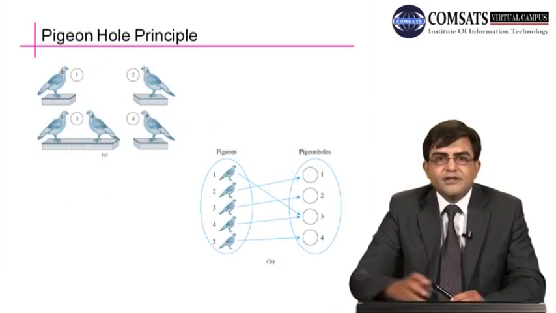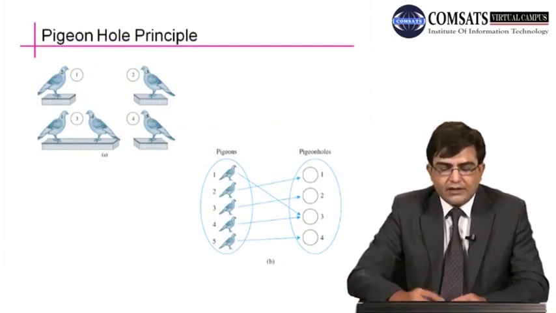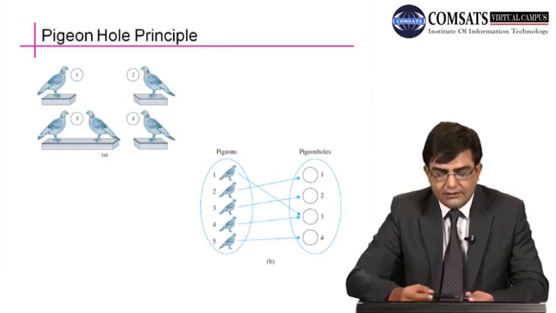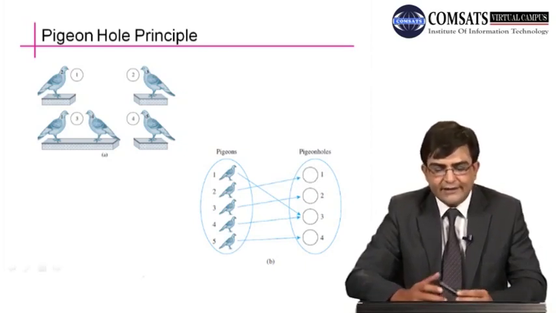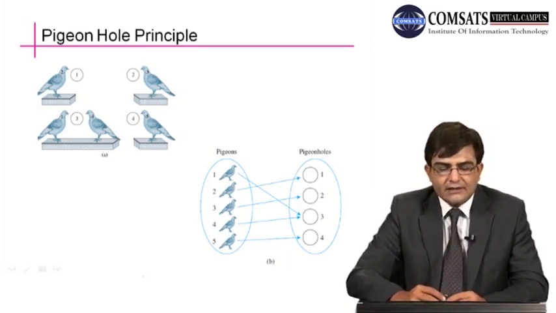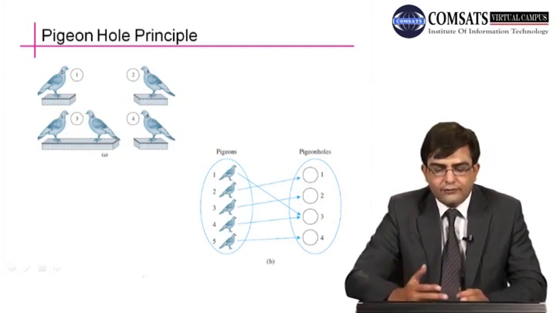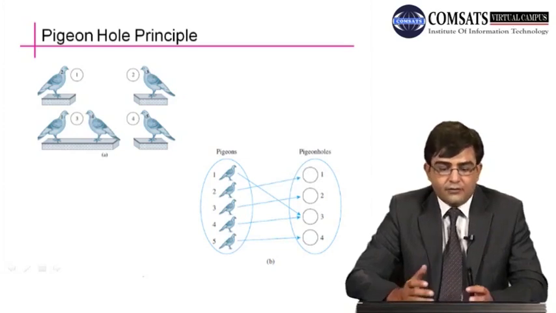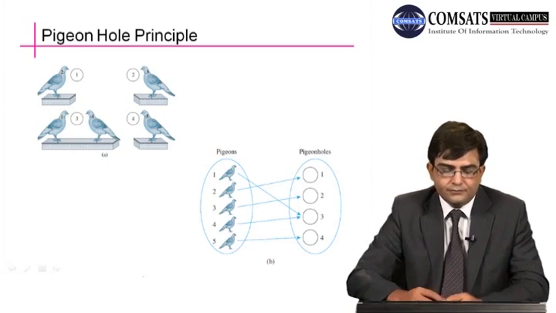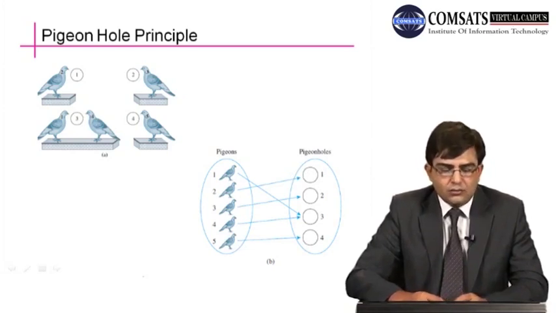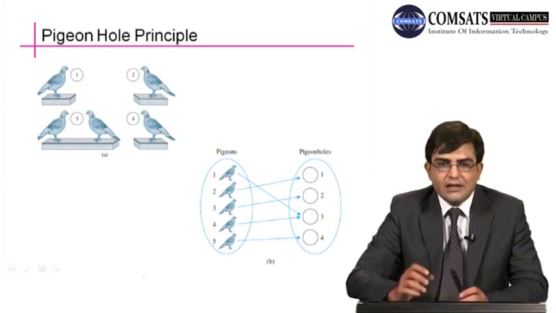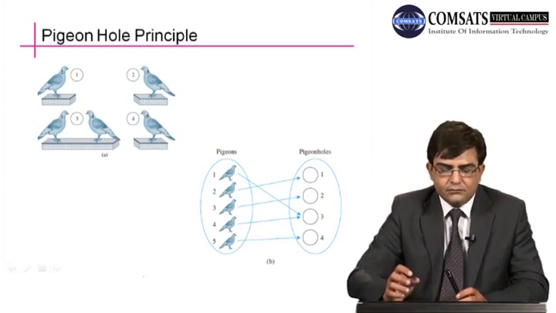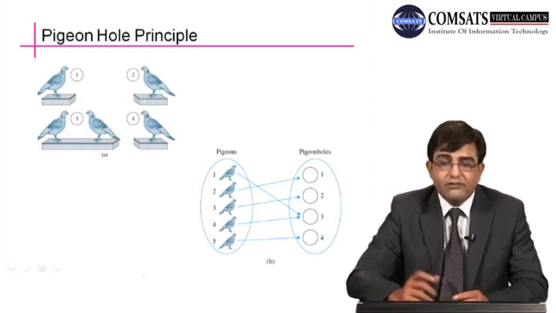Now let's start the pigeonhole principle. What is the pigeonhole principle? What is its application in computer science, and what is its application in functions and sets? The pigeonhole principle basically tells us that if you have, for example, 5 pigeons and 4 pigeonholes, or 4 cages for 5 pigeons, then at least 2 pigeons must be kept in one pigeonhole or one cage.